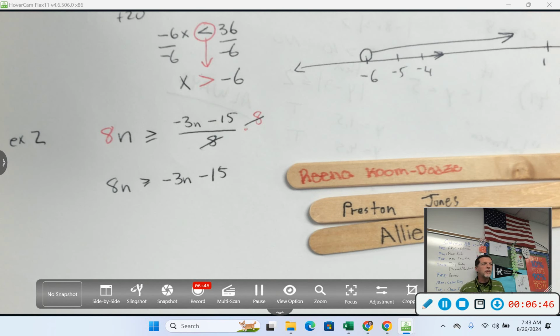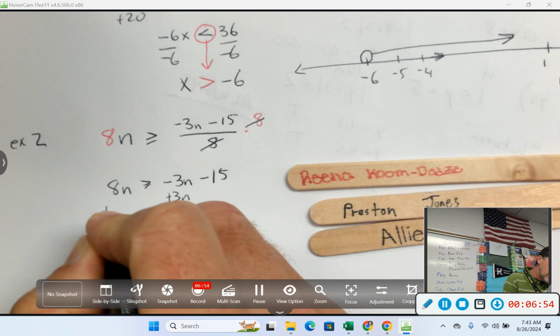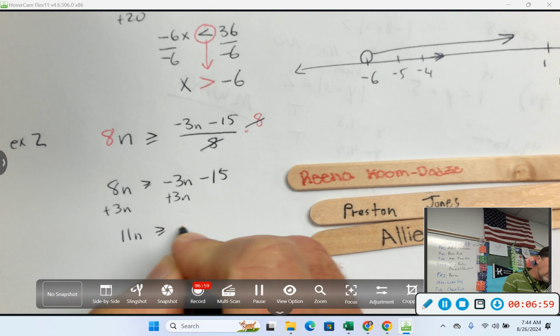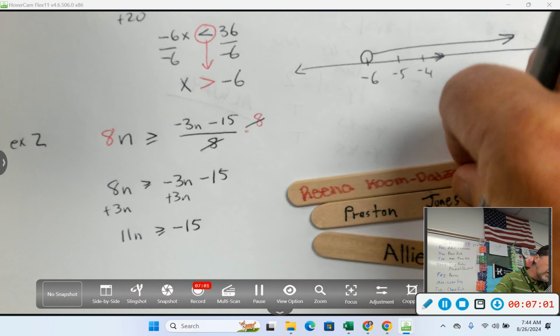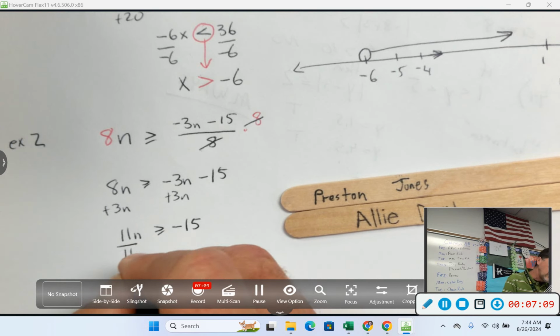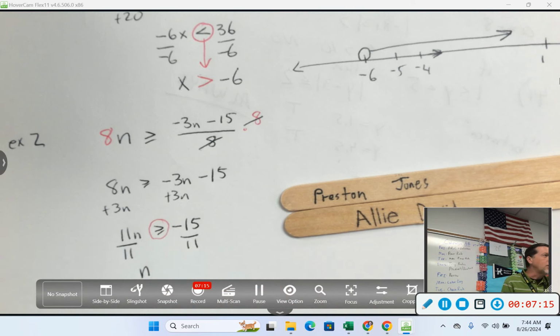Rena, help us out. What's next? I would add 3n to both sides. So 11n greater than or equal to -15. Preston, what do you want to do next? Divide it by 11. Yep, divide by 11. Preston, what about this inequality? Do I need to do anything to that?